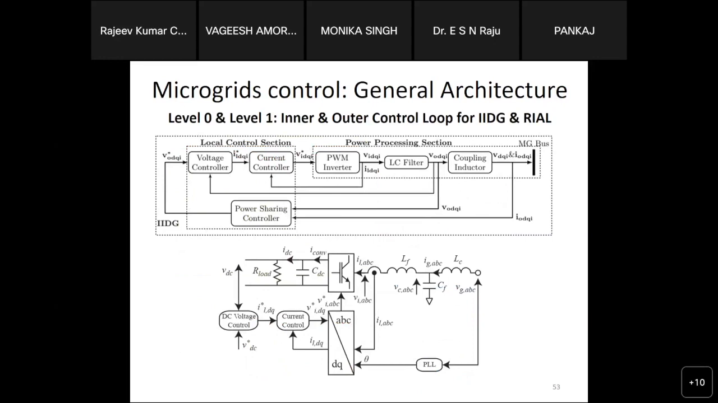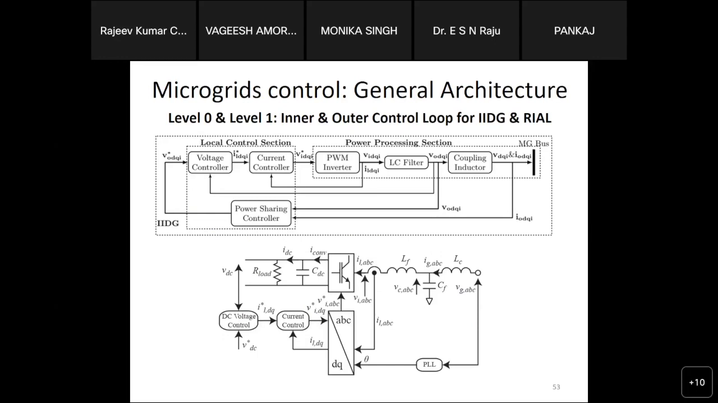Here I have given one distributed generation which is taken for the islanding mode of operation. As we can see, we have the control section and the power processing section. In the local control section, we have the power sharing controller, voltage controller, and current controller. In the power processing section, we have the inverter, the LC filter, and the coupling inductor. The inverter is responsible for converting the DC into AC, the LC filter is responsible for mitigating the harmonics, and the coupling inductor is responsible for matching the impedance of the DC side and the main microgrid bus.